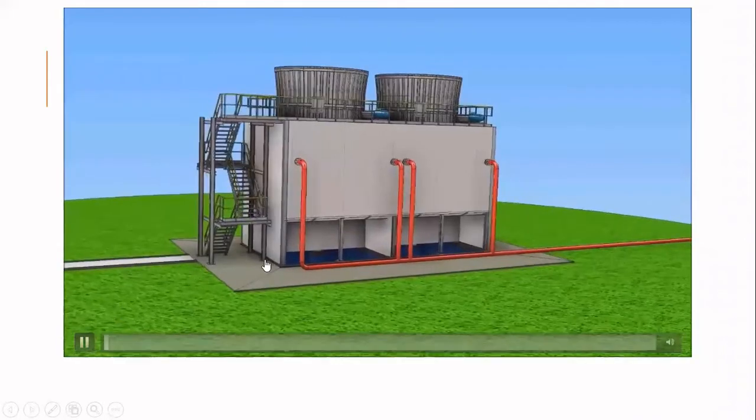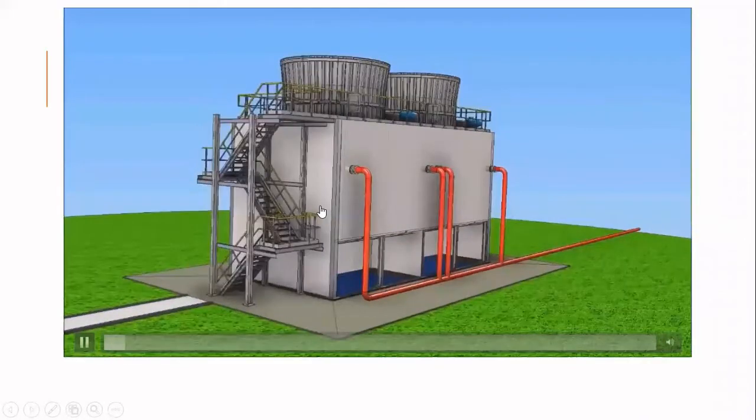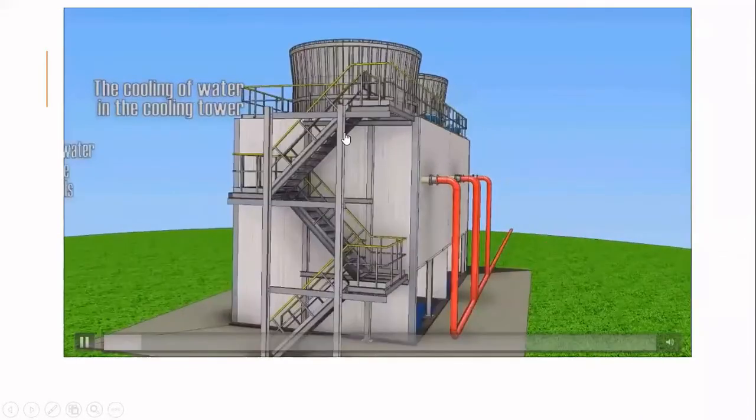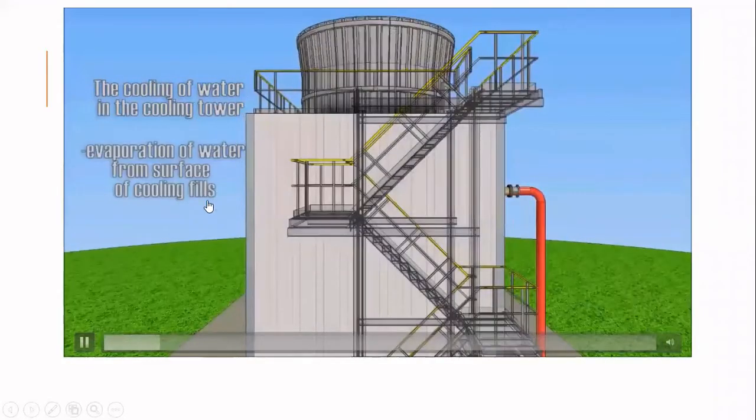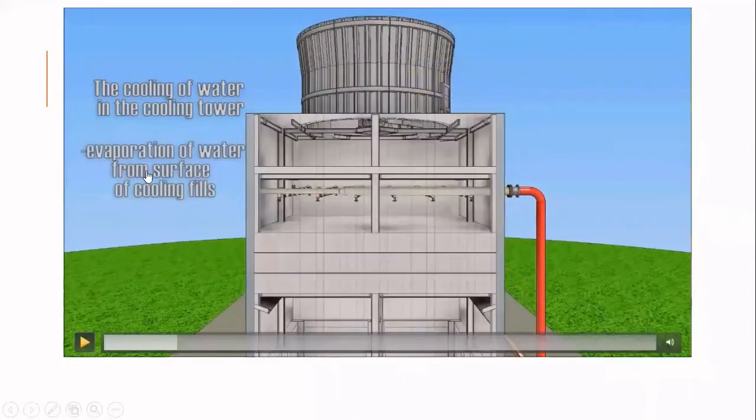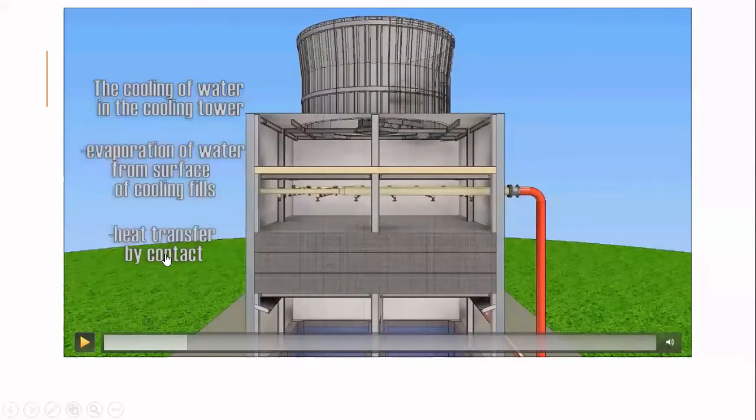Okay, so this is the cooling tower. It will be a very large building. In the building, we have two towers, and this will be used for cooling of water. And the water will be cooled by this method. Evaporation of water from the surface of cooling fills will take place. We will see what these cooling fills are. And here heat transfer will take place by contact. Contact means direct contact. So we will see what are the two fluids which are flowing over here and how their contact is taking place.